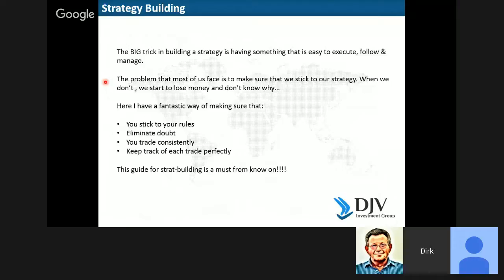This is why it's very helpful to know your indicators really well, because it's just going to give you more options when looking at building different strategies. Right. The big trick in building a strategy is having something that is easy to firstly execute, easy to follow, and easy to manage.